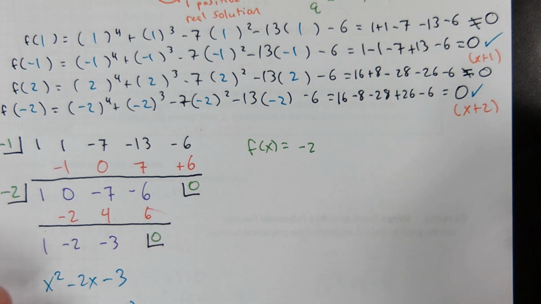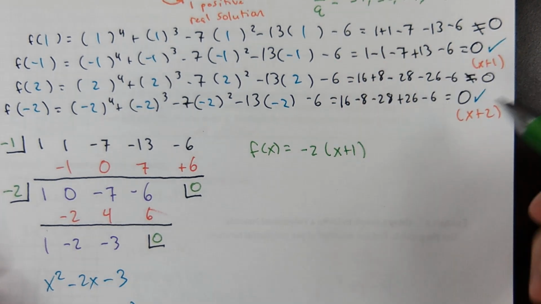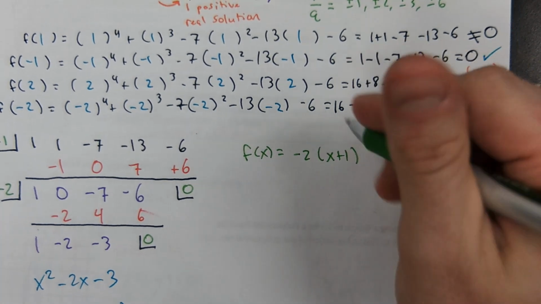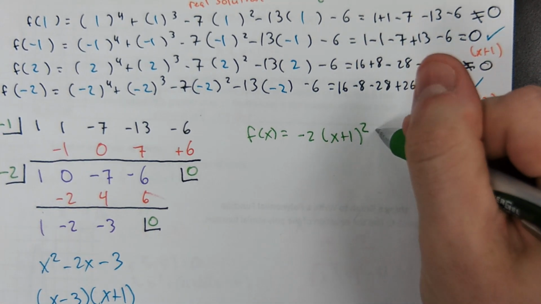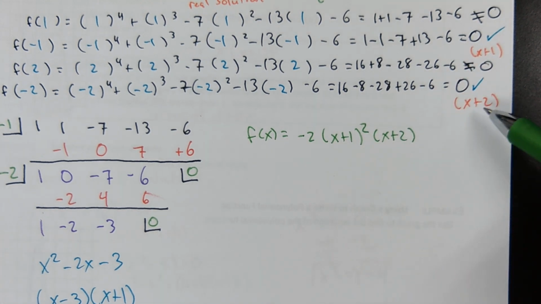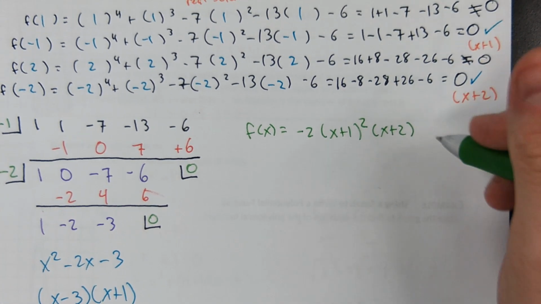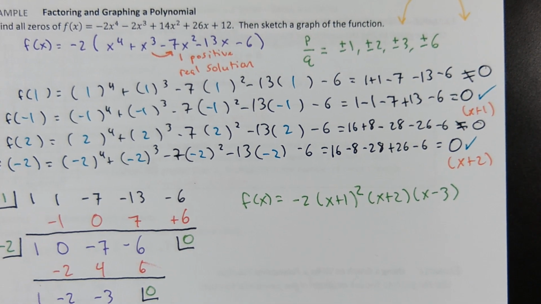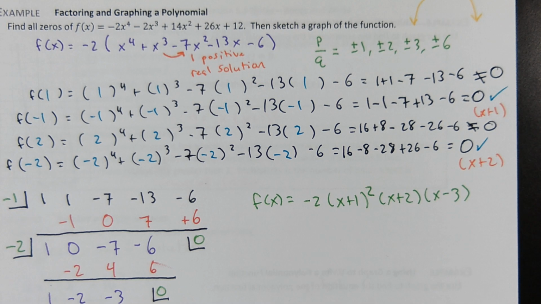The first one we found was x plus 1. But it showed up in two places, so it's squared. Then we found an x plus 2, and we also ended up with an x minus 3. So that is our f of x completely factored. This shows us our multiplicity, and we've already determined our end behavior, and it shows us our three unique solutions. Now we're ready to graph.